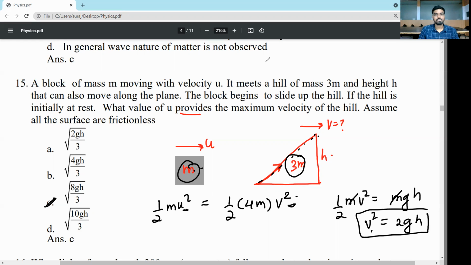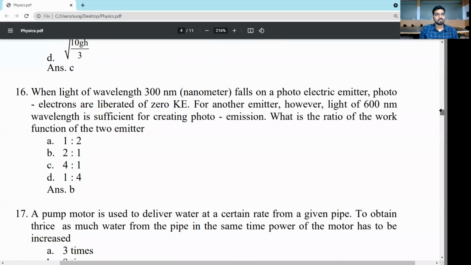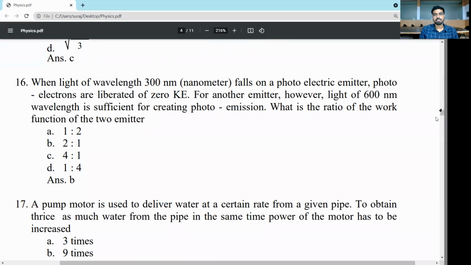Next, coming to next question. Question number 16. The light of wavelength 300 nanometer falls on a photoelectric emitter. Photoelectrons are liberated with zero kinetic energy. For another emitter, however, light of 600 nanometer wavelength is sufficient to create photo emission. What is the ratio of work function of the two emitters?